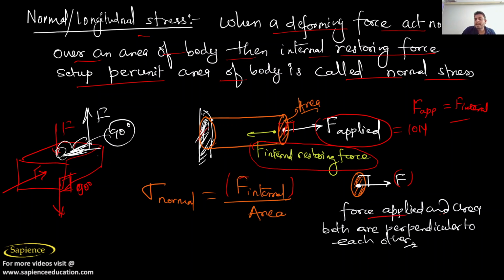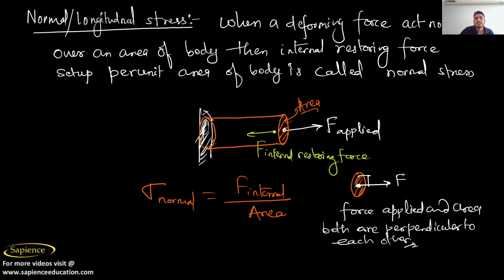Now the force applied and the area both are perpendicular to each other. So try to understand this. Every time the force is perpendicular to the area, then the stress produced in this situation is known as normal stress. Always try to remember this, that stress is equal to internal restoring force by area of cross section. Okay, so I hope you have understood this topic, normal or longitudinal stress.